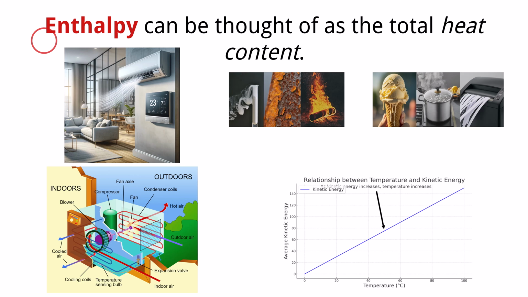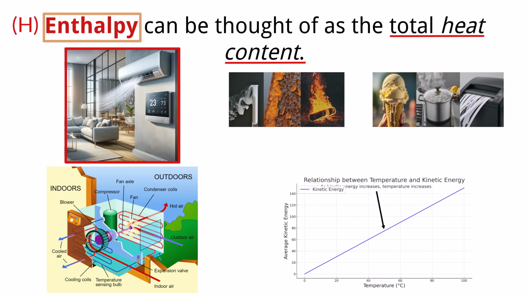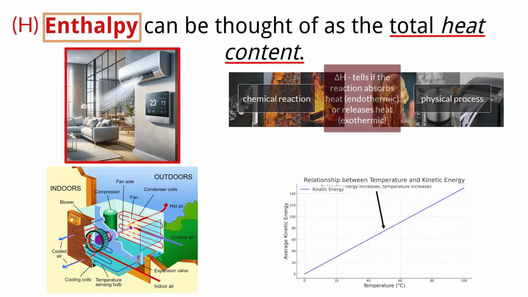Today, we're going to be discussing enthalpy changes, the property that allows modern air conditioning or refrigeration to be possible. Enthalpy, H, is a way to talk about the energy in a system, especially when things are heating up or cooling down. Think of it as the total heat content of something. When a chemical reaction or physical process happens, the change in enthalpy, delta H, tells us if the reaction absorbs heat, endothermic, or releases heat, exothermic. It's like checking whether a process makes things hotter or cooler.